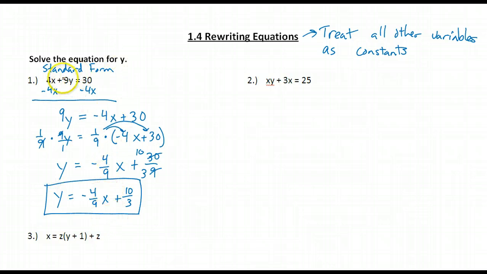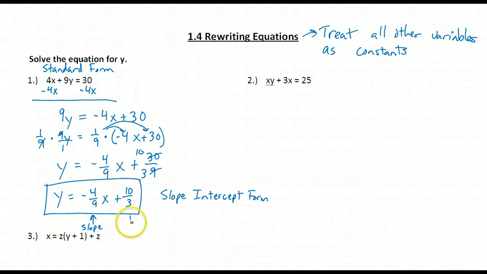When I solved for y in a linear equation in standard form, my answer ends up in slope-intercept form. Now, slope-intercept form is handy when I need to graph a linear equation. And the reason it's handy to graph is I know exactly what my slope is. My slope is negative 4/9. Notice I left it as a fraction. And my y-intercept is 10/3, which is 3 1/3, or 3.3 repeating. So I can graph this line easily.